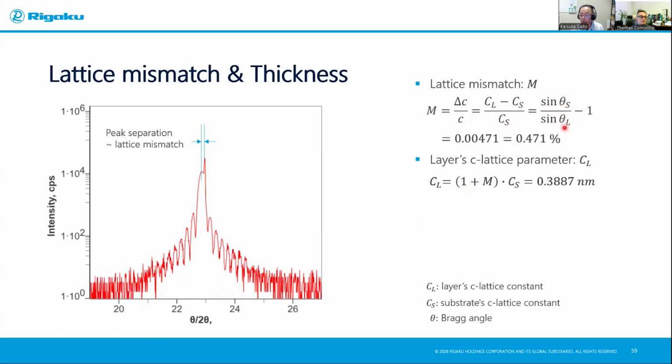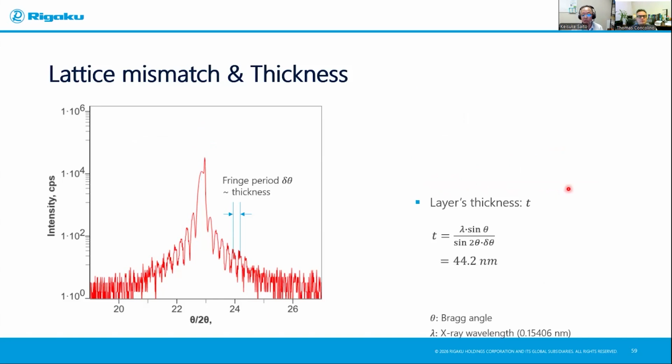This is the layer. And after the calculation, I found, for this system, from this peak separation, the mismatch was 0.00471, or 0.471%. So this is the size difference of the lattice constant of the layer compared to the substrate. From this mismatch, the layer lattice parameter CL is calculated by this very simple equation, and we found the layer lattice parameter 0.3887. So you can know this from the surface perpendicular direction.